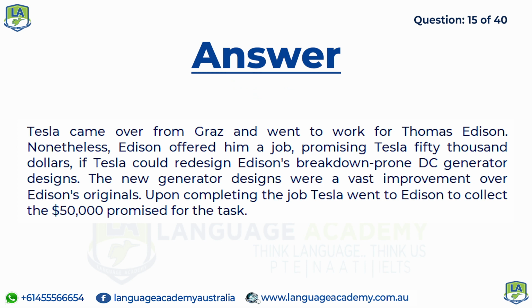Tesla came over from Graz and went to work for Thomas Edison. Nonetheless, Edison offered him a job, promising Tesla $50,000 if Tesla could redesign Edison's breakdown-prone DC generator designs. The new generator designs were a vast improvement over Edison's originals. Upon completing the job, Tesla went to Edison to collect the $50,000 promised for the task.